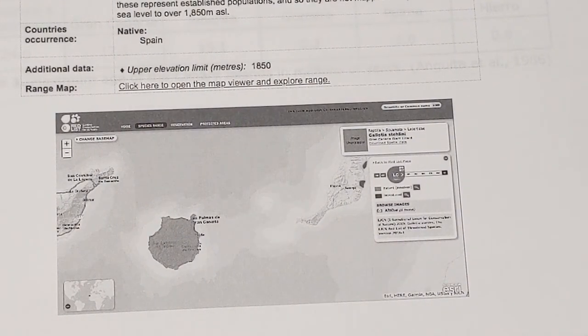But my DNA evidence is still the same. It doesn't matter where the animals are. What matters is who the animals are. And so my DNA evidence still tells me the same picture, but now it's just going to look different on a map.